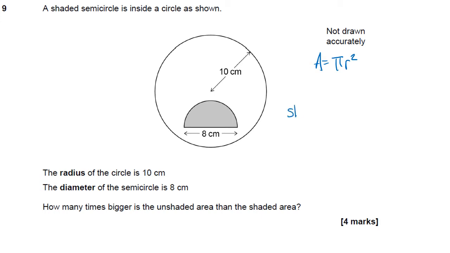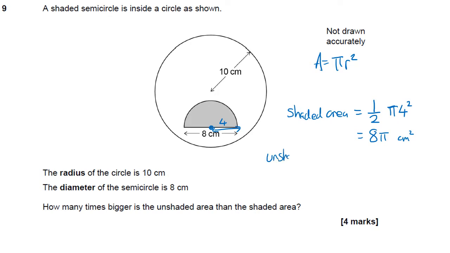So let's work out the shaded area first. So the area of the semicircle. So that's half of a circle, so half of pi r squared. But we're given the diameter of the semicircle, so the radius is 4. So a half of pi times 4 squared. 4 squared is 16, divided by 2 is 8. So the area of the semicircle is 8 pi centimeters squared.